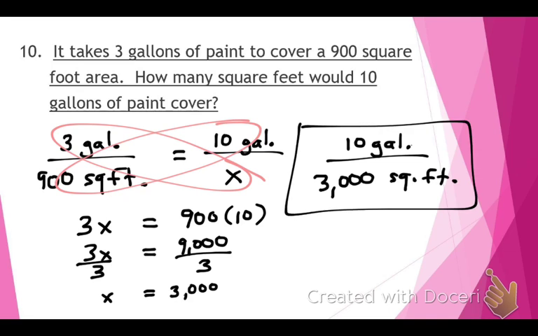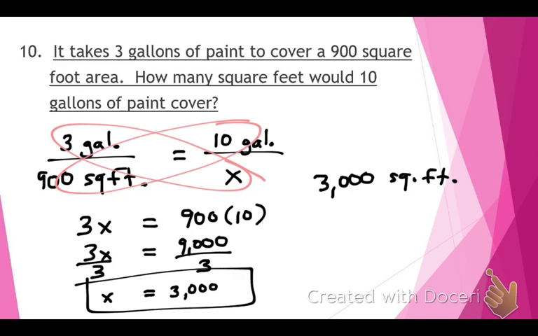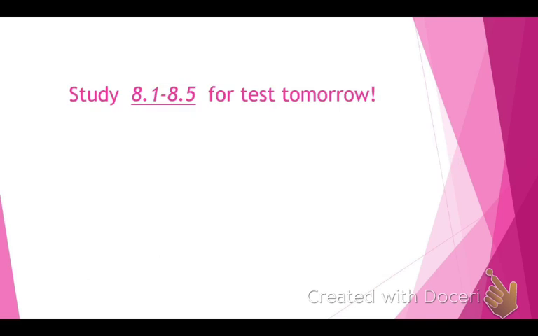But if I go back to my question, this is what my question says. How many square feet would 10 gallons of paint cover? I don't want to know a ratio. I want to know square feet. So what should my answer be? 3,000 square feet. Just 3,000 square feet, not the whole ratio, okay? A lot of people also are just leaving it down here and saying x equals 3,000. But remember, story problems, you always have to make sure you leave me a unit. So your correct answer is 3,000 square feet. Tomorrow is your test, so please make sure you're studying and reviewing 8.1 through 8.5.